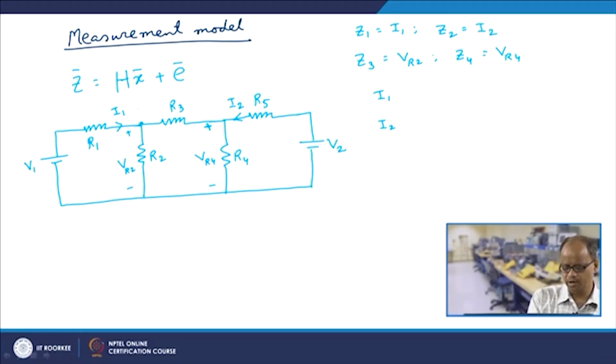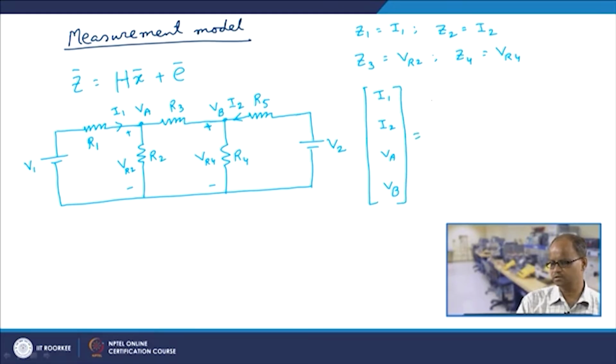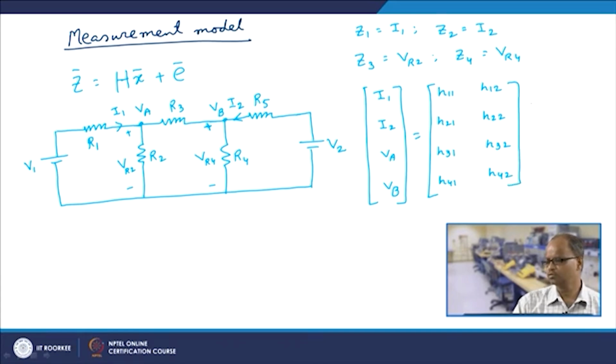Now, let us say this point is VA, and let us say this point is B, so this particular voltage is VB. Then we have to find out this matrix H, which is essentially H11, H12, H21, H22, H31, H32, H41, H42, multiplied by V1, V2.